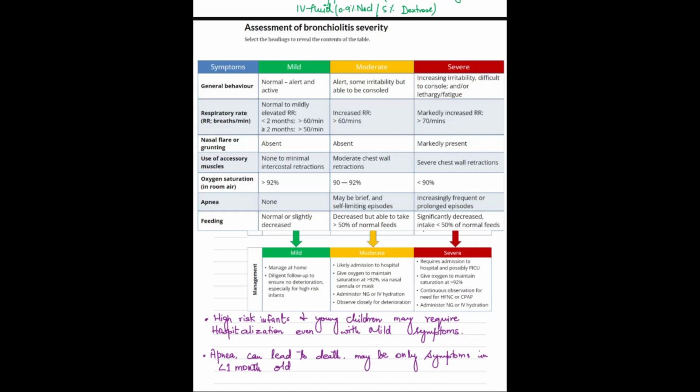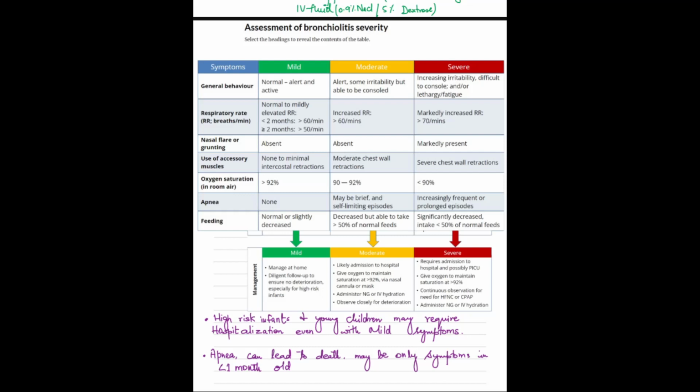Now let's come to the moderate type of severity. Moderate means the child is alert, but at the same time irritable and able to be consoled by the mother or parents. Respiratory rate is going to be increased but not very high. You remember we talked about more than 70, that is a severe case. So in the moderate it could be more than 60. Nasal flaring or grunting very little or absent. Use of accessory muscles, moderate chest wall retractions.